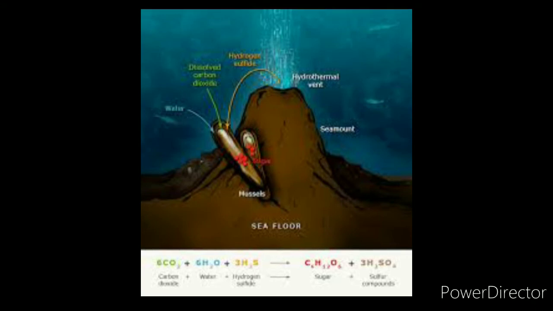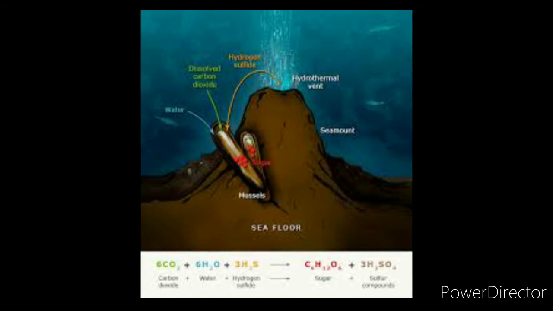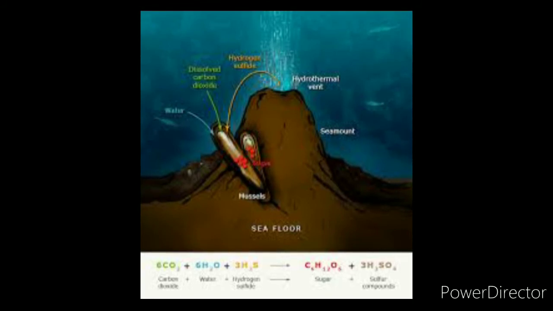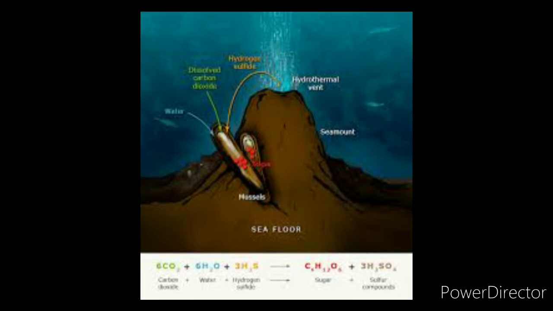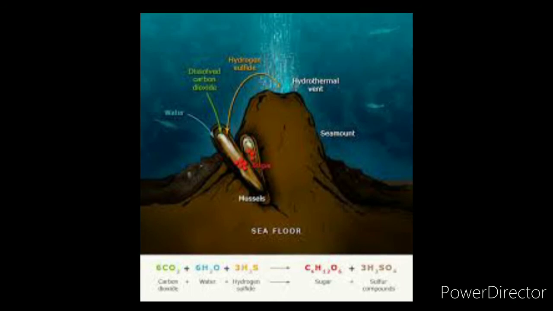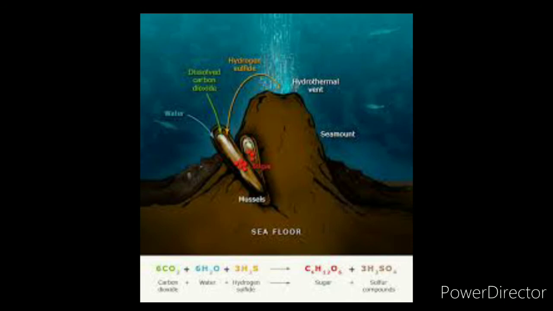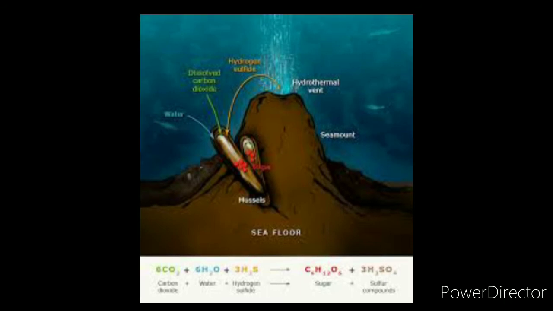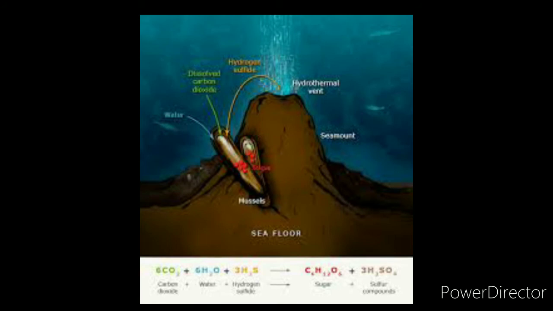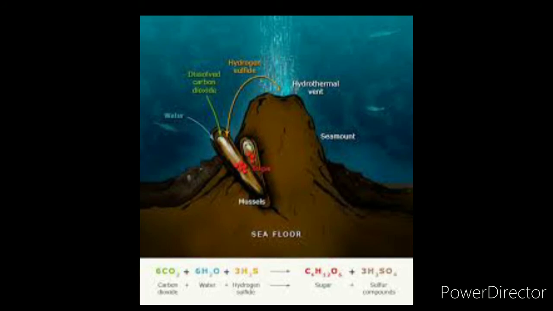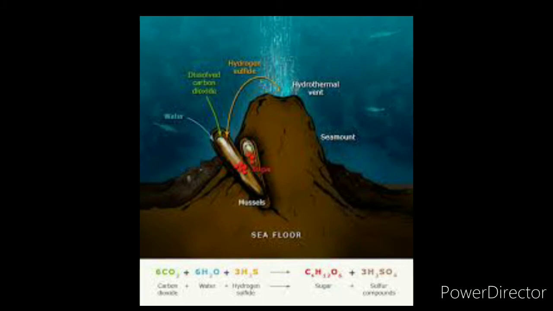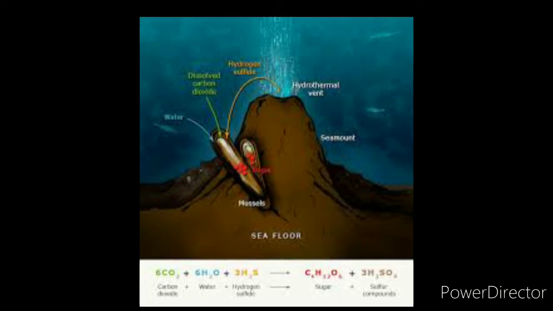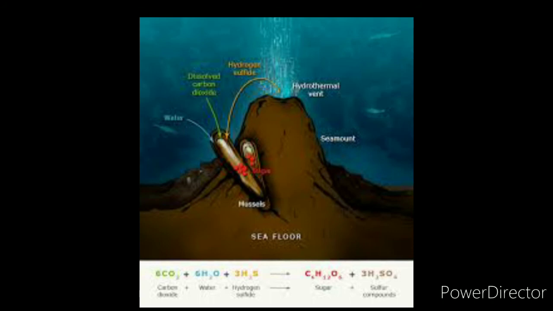So these organisms can survive in conditions in which there is absence of light, and the amount of sugar that is produced by chemosynthesis is much more than photosynthesis. Also, photosynthesis produces oxygen as a byproduct, but in the case of chemosynthesis the byproducts are always sulfur compounds.